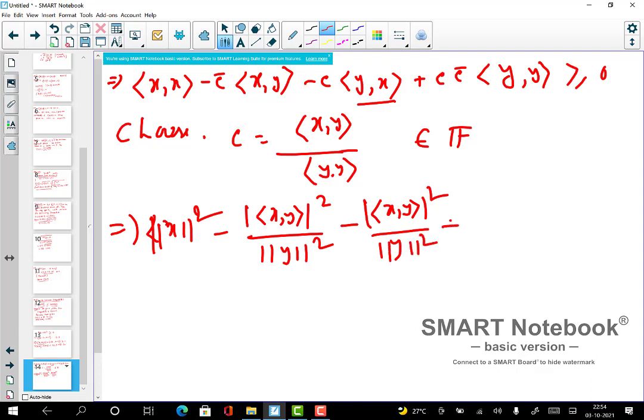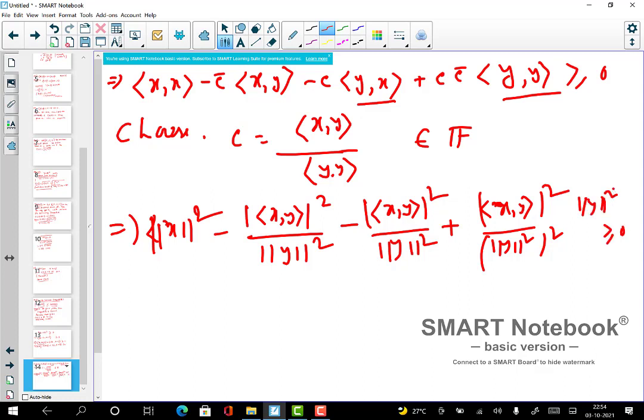And what is the fourth quantity? Now you will have c c bar, which means the mod of c whole squared. That gives you the mod of the inner product of x, y, whole squared, divided by the norm of y to the fourth power, but here we have one more norm of y squared, so that gets cancelled and you have only one. Again, you see that there are two negative terms and one positive term, so that also gets cancelled.